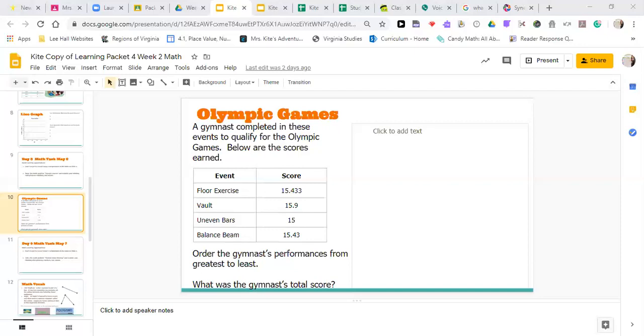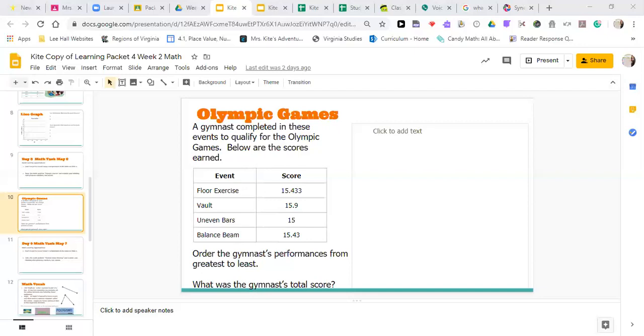So our first number for the floor exercise was 15 and 433 thousandths. So I'm going to record that really quick. 15, 4, and 3, and it's going to be a little bit shaky, and 3. Oh, sorry, that 3 looks a little funny. I apologize. All right, and our next number is 15 and 9/10.